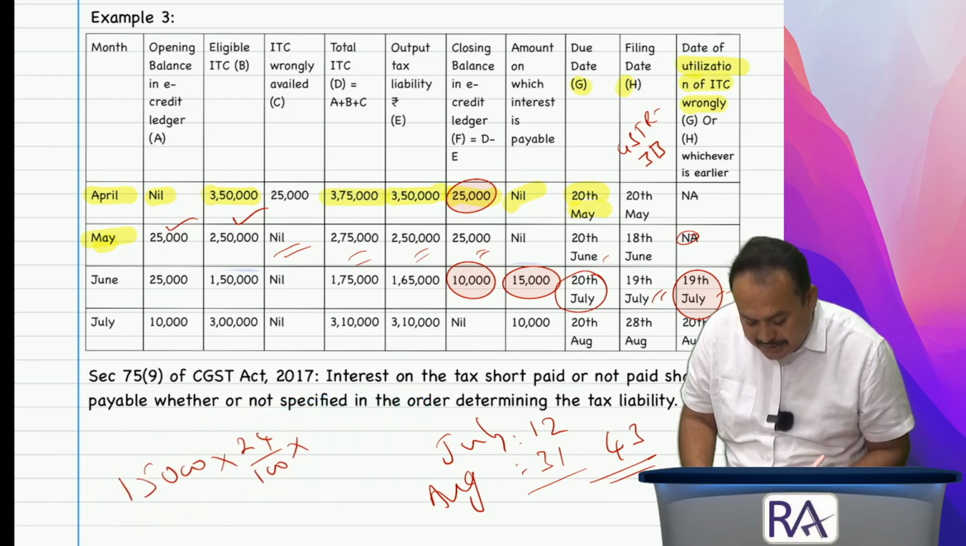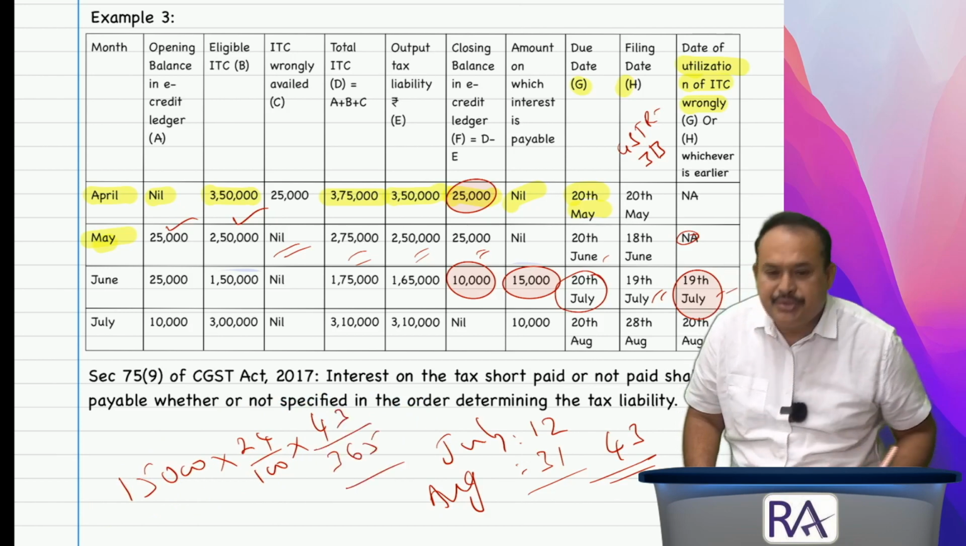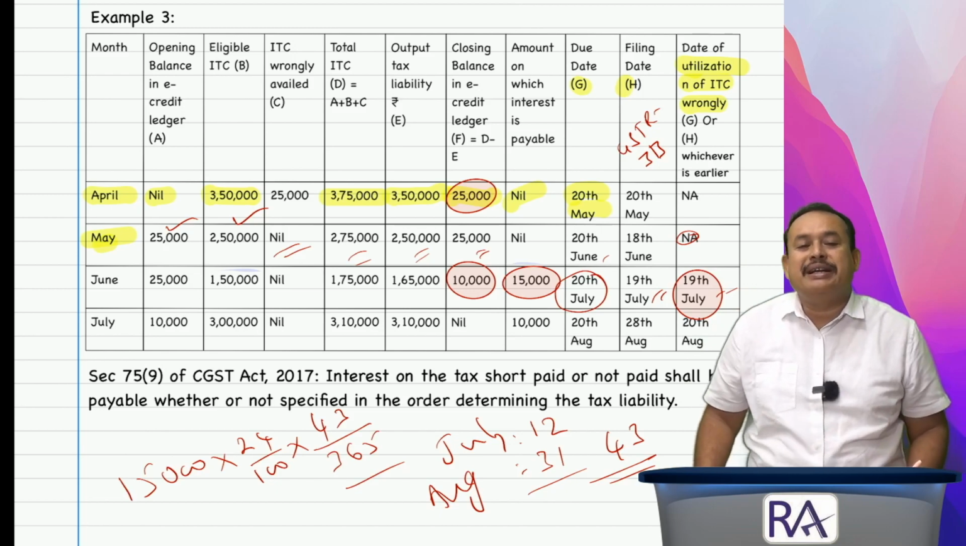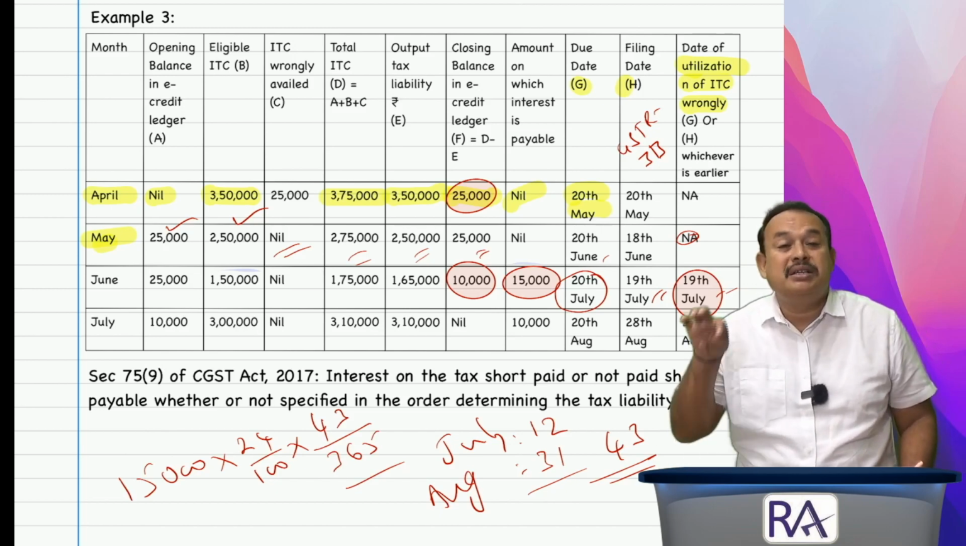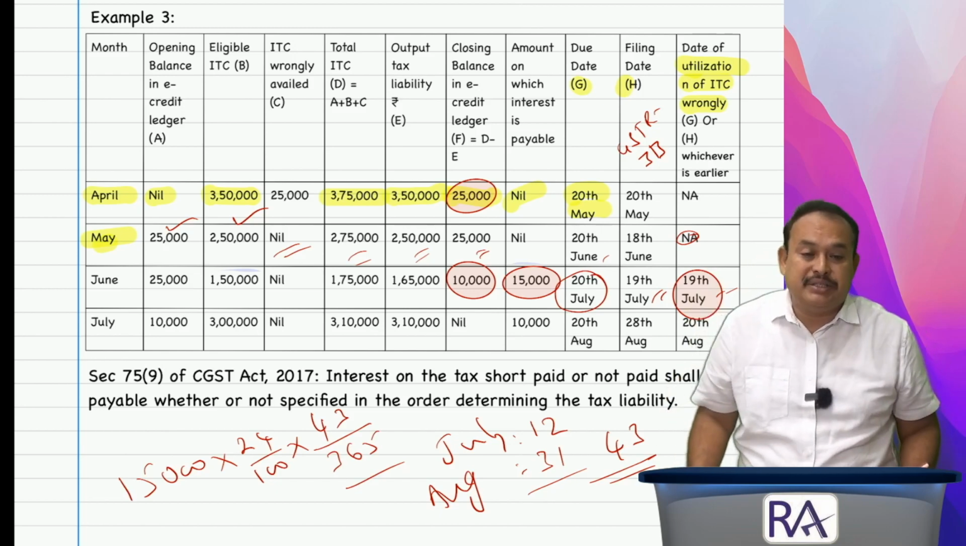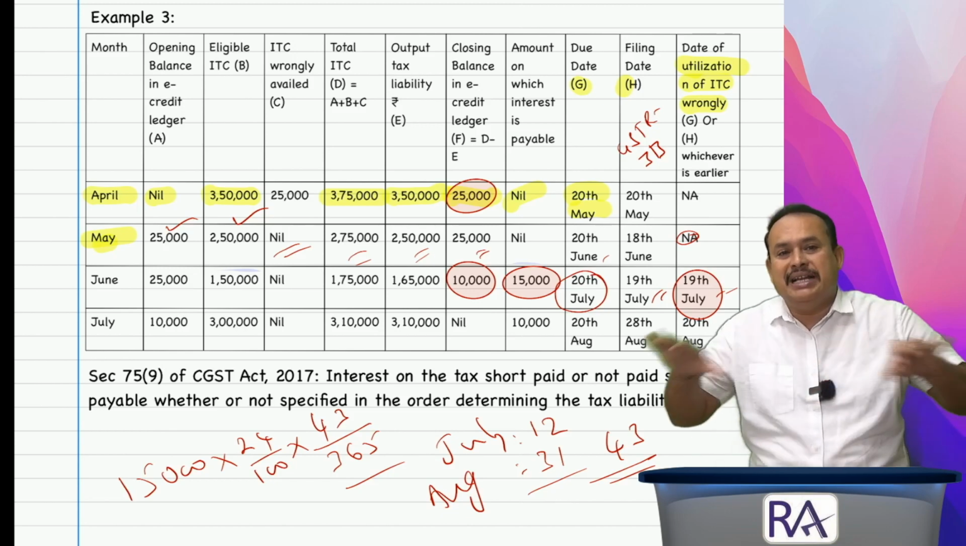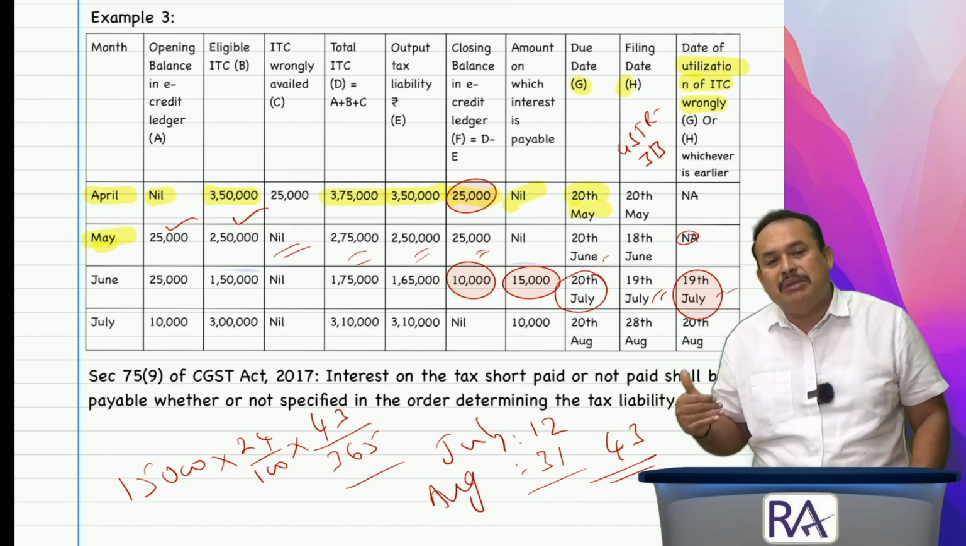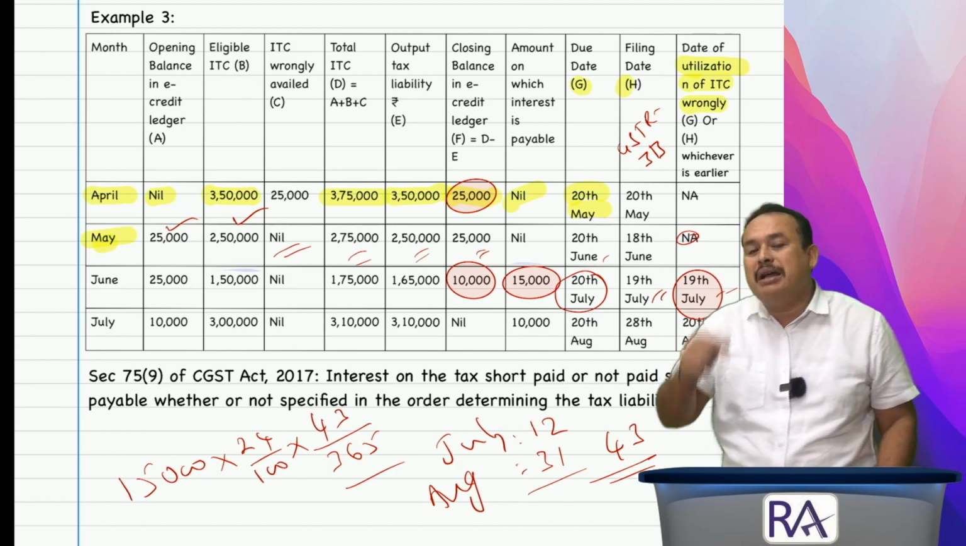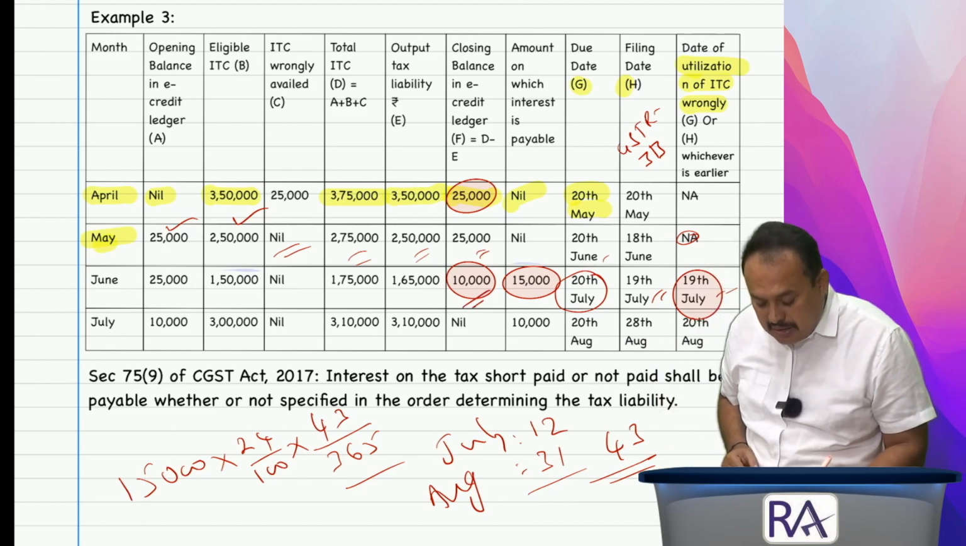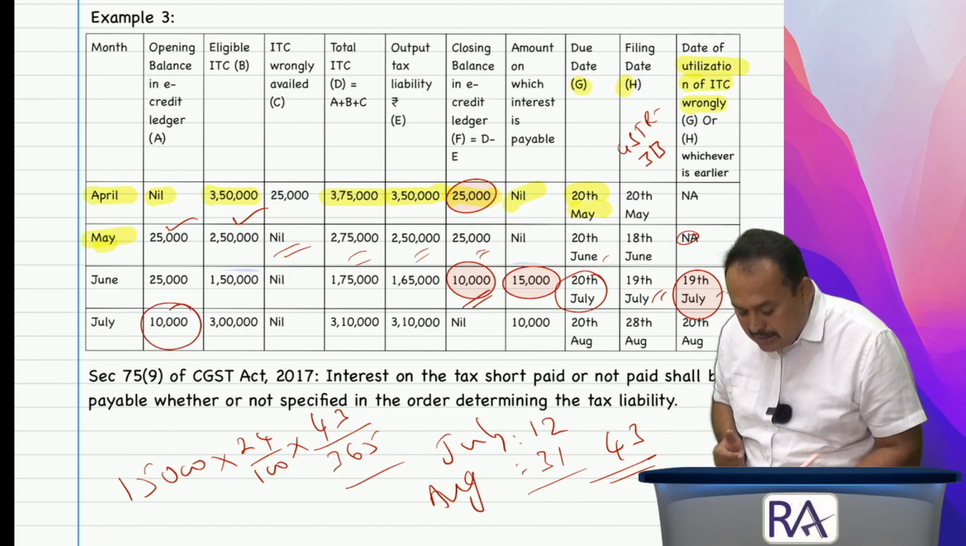into 43 days, divided by 365 days. Like that you have to compute the interest, only for rupees 15,000 which is wrongly utilized. With this, the June month ends. When you enter into July month, the June month closing balance of rupees 10,000 becomes the opening balance in the month of July.